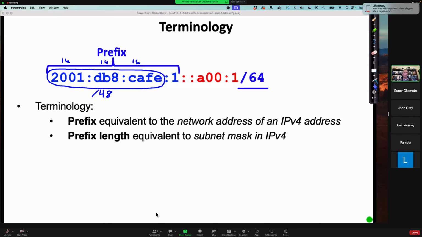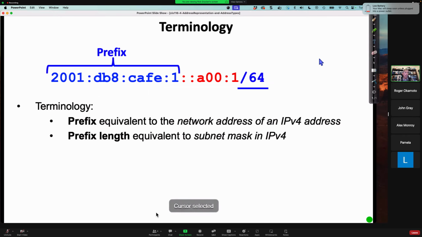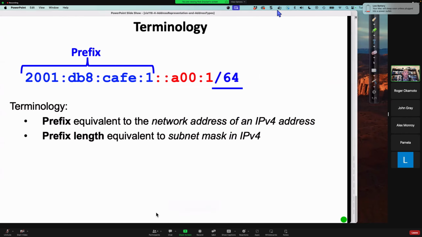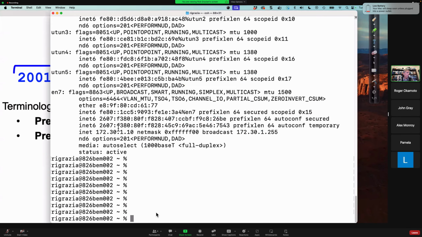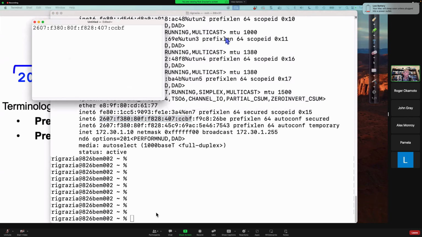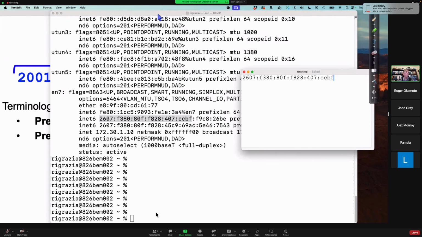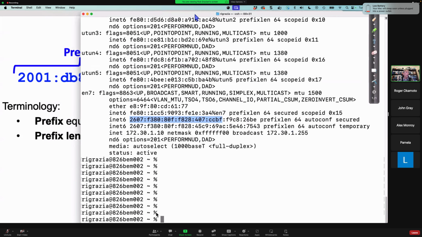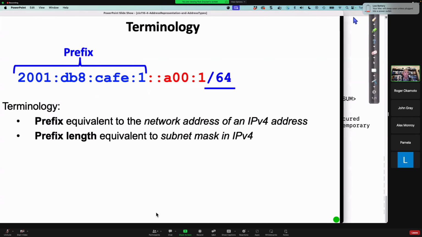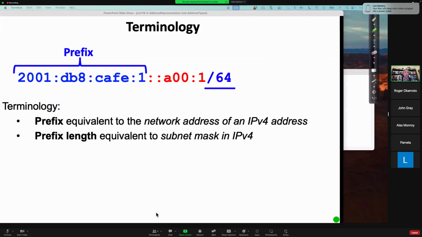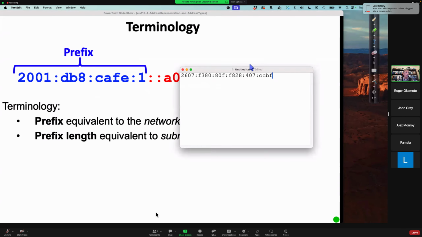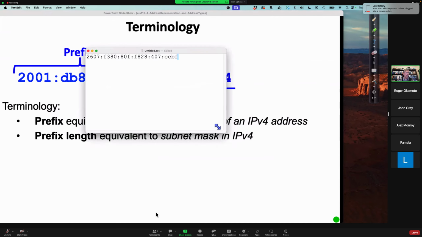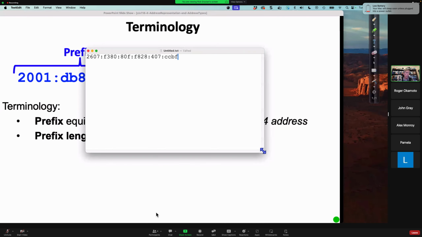Matter of fact, let me show you the real thing. I'm going to put this right here. Let's make this nice and big so everybody can see it.